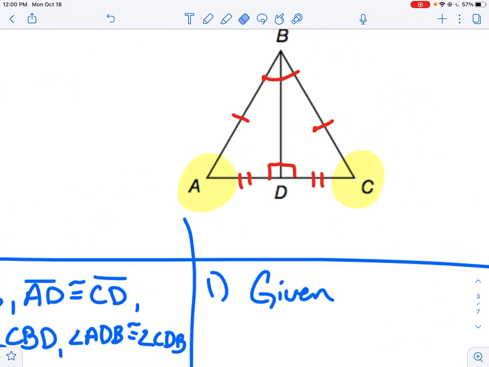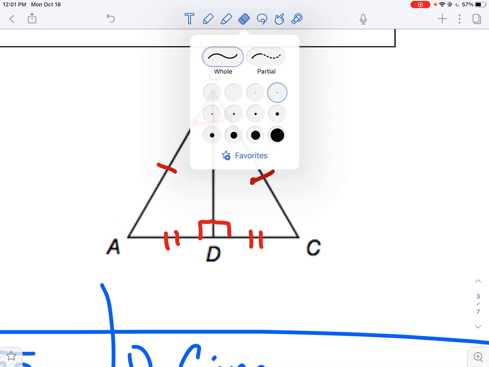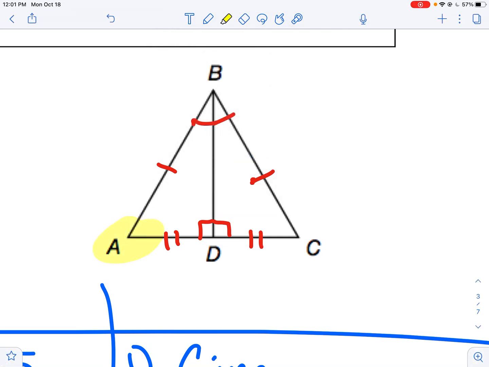So I need every angle and every side. I have two angles. The only angles I'm missing are these two. And I have two sides. The only side I'm missing is BD. So I'd really like to be able to say that these two angles are congruent. But how can I say that? They're not vertical, they're not a linear pair. I don't really know anything about these angles.